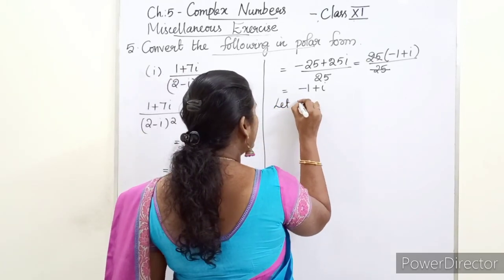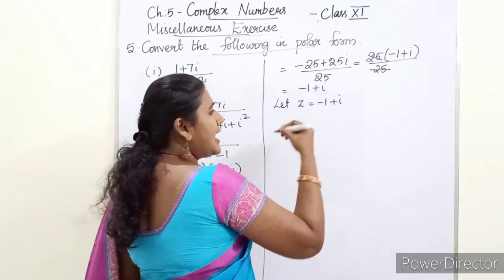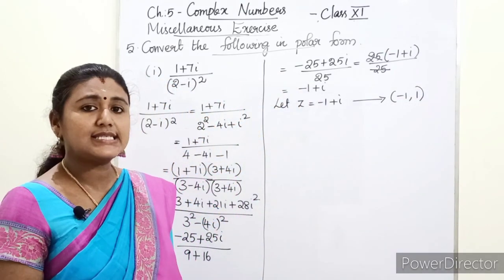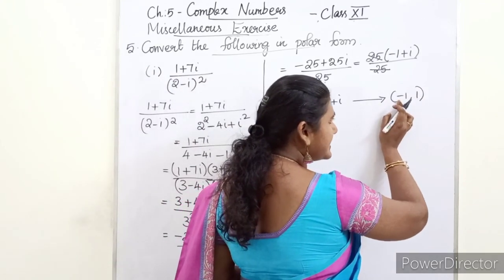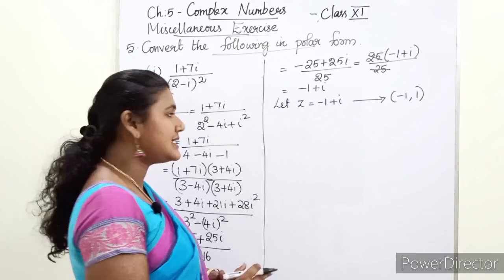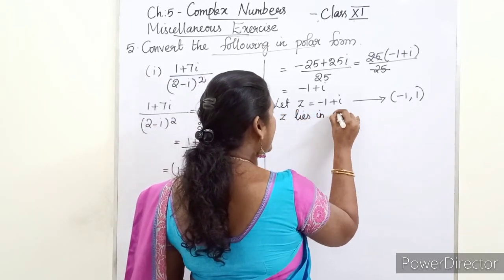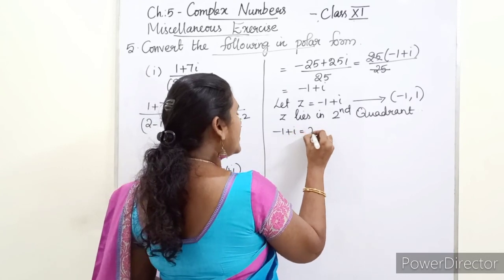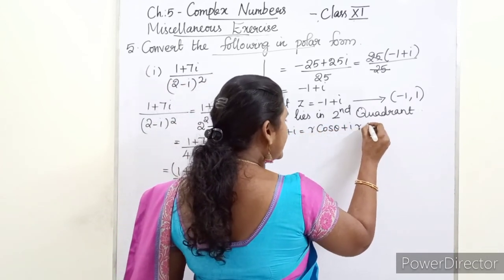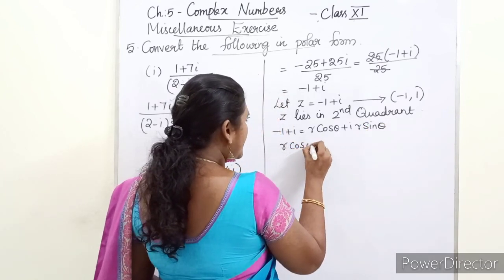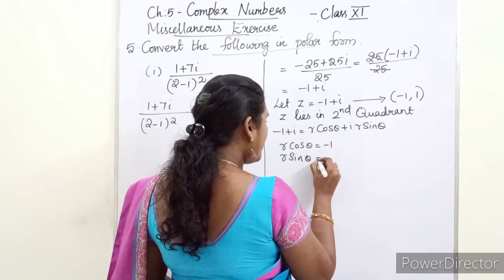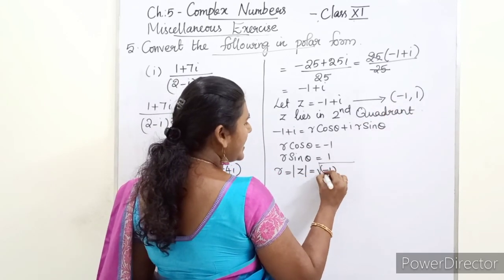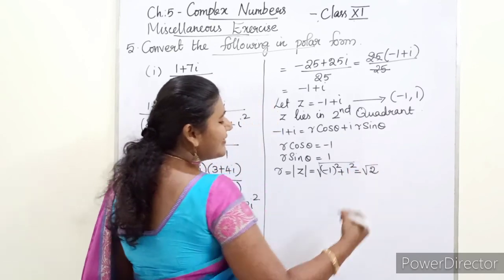Now we have to express this complex number in polar form. So we will denote this as Z. Let Z equal minus 1 plus i, and the ordered pair corresponding to the given complex number is (minus 1, 1). So in which quadrant does (minus 1, 1) lie? Second quadrant. This point's x coordinate is negative and y is positive, so Z lies in the second quadrant. So minus 1 plus i is equal to R cos theta plus i R sin theta. R cos theta is equal to minus 1, R sin theta is equal to plus 1. Now the value of R is the modulus of Z, that is root of x square plus y square, that is root of (minus 1) square plus 1 square, that is root 2. The value of R is root 2.